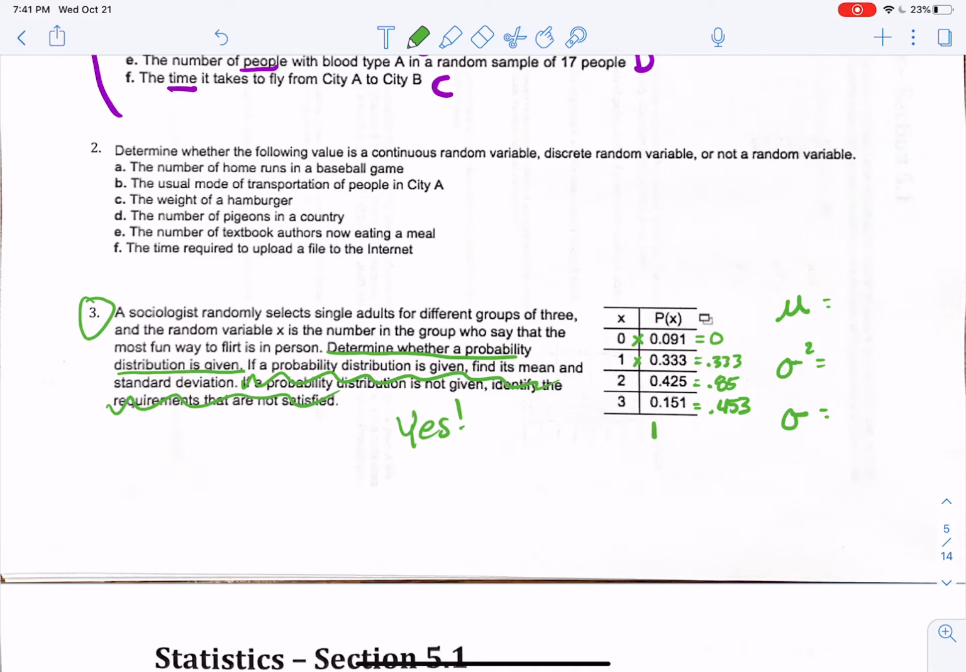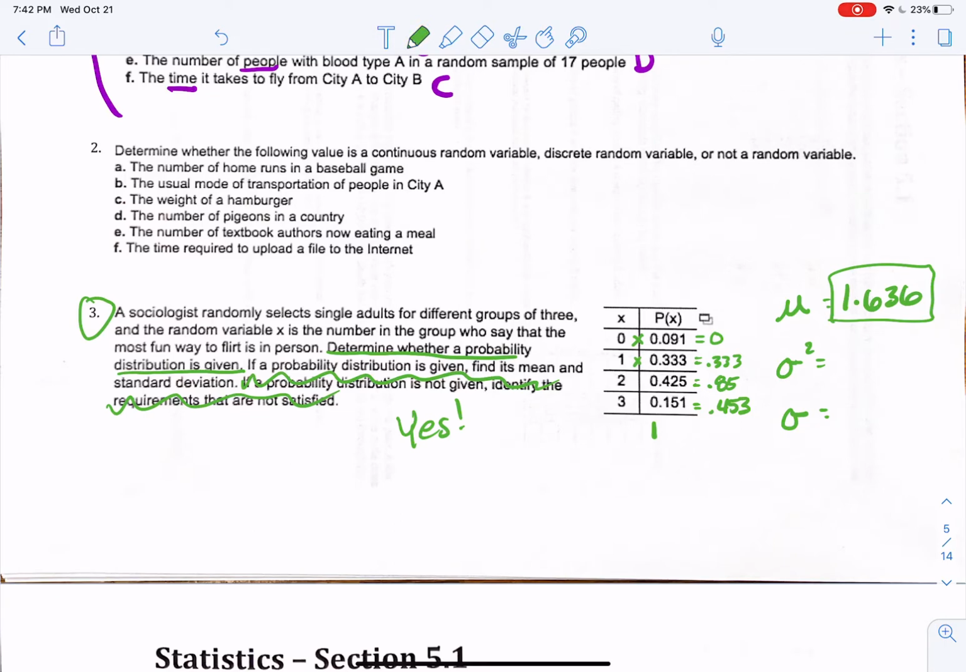There we go. The average is 1.636, okay? So this means that if I have a group of 3 people, on average, 1.6 of them would say that the most fun way to flirt is in person. Okay, so over half of my group would say that. Okay, a little over half.